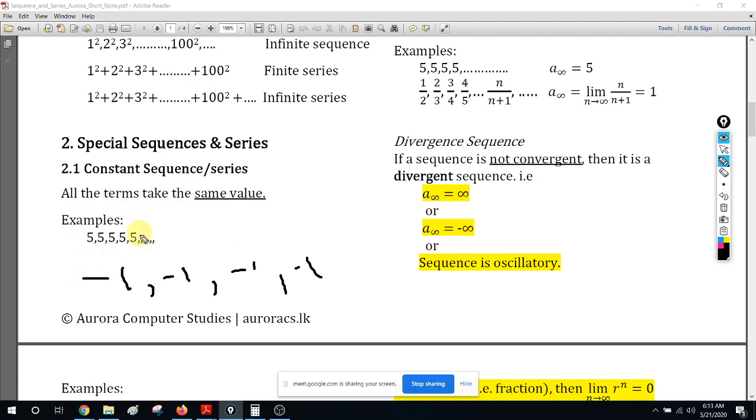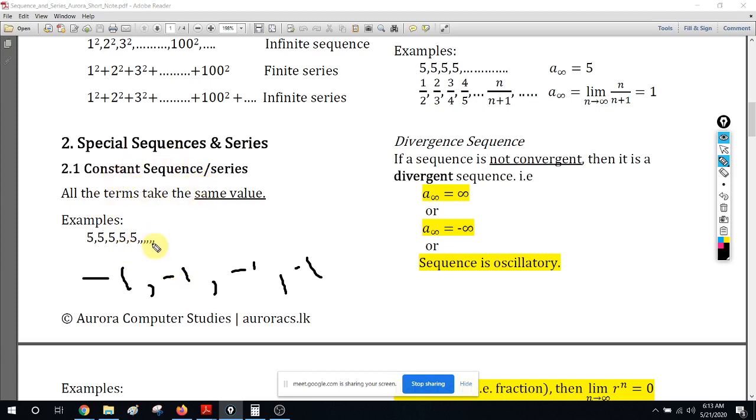Of course, there's a pattern, right? That is the easiest pattern you can identify. If it is 5, 5, 5, 5, the next term is going to be 5, the next term is going to be 5. So I can keep telling. That means there's a pattern, the easiest pattern that anyone can understand. And we call that a constant sequence.